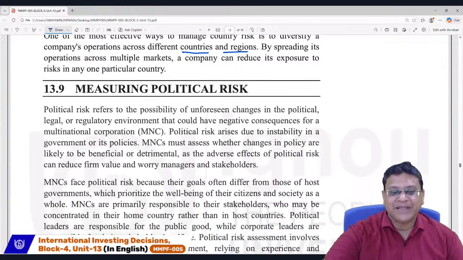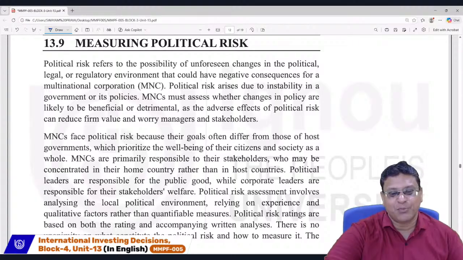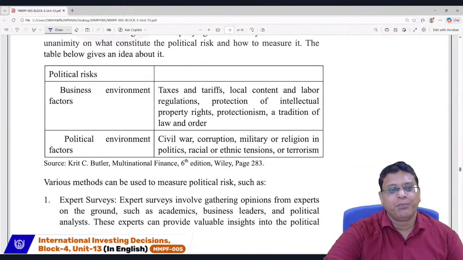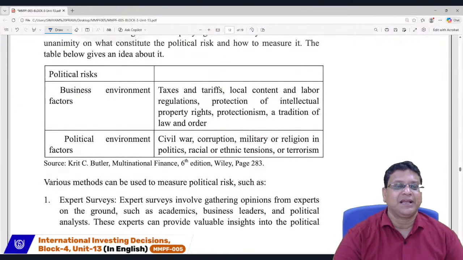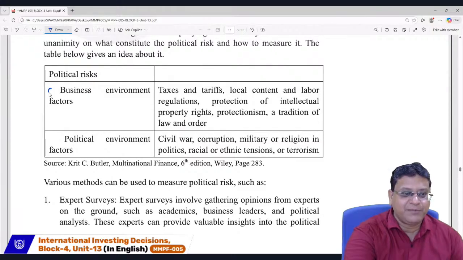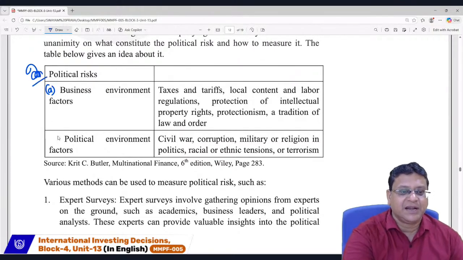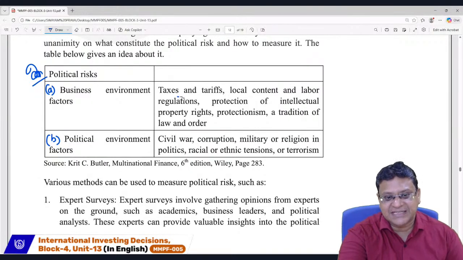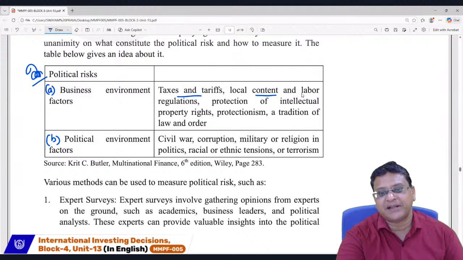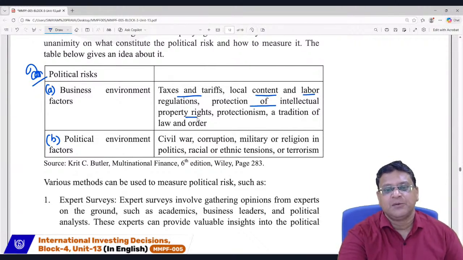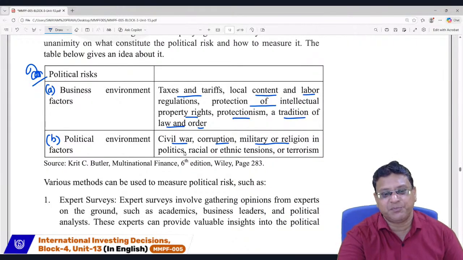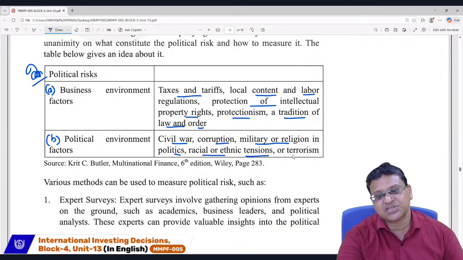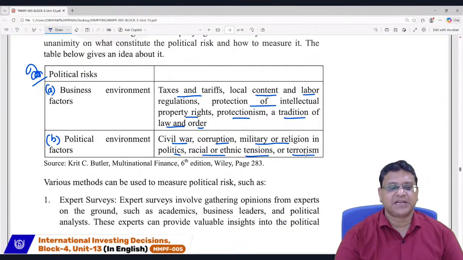Next, we will discuss how to measure political risk. Political risk is a must, and political risk has two important components. There are business environment factors which constitute political risk. There are political environment factors which constitute political risk. Business environment factors are taxation, tariffs, local content requirement, labor regulations, protection of IPR, protectionism, tradition of law and order, etc. Political environment includes civil war, corruption level, military and religion politics, racism, ethnic tensions, terrorism. These are the factors affecting political risk.